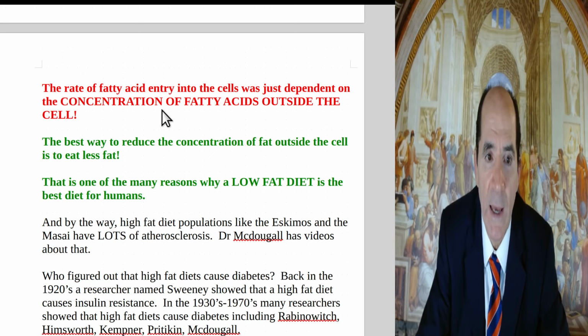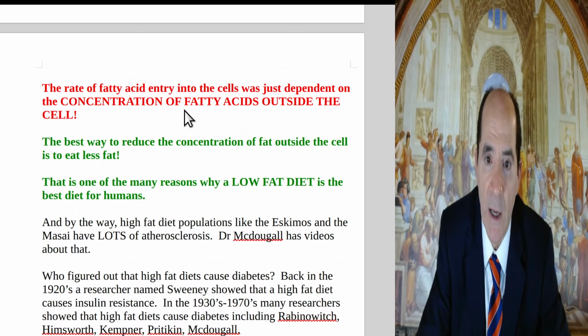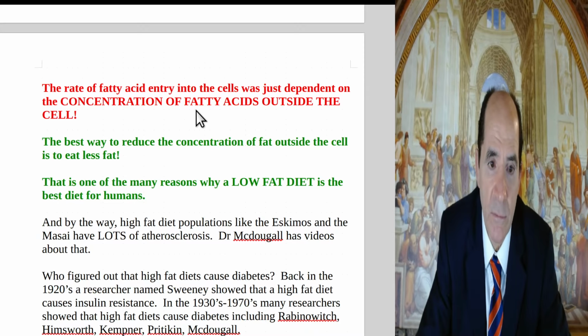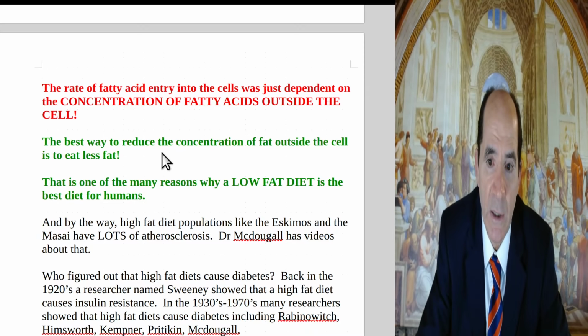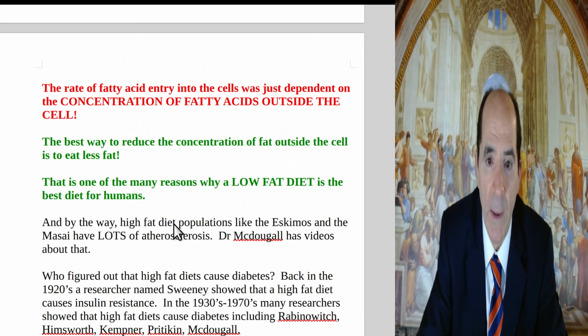So the rate of fatty acid entry into the skeletal muscle cells is just dependent on the concentration of fatty acid outside the cell. And the best way to reduce that concentration of fat outside the cell is to eat a low-fat diet, eat less fat. Okay? There's no way around that.